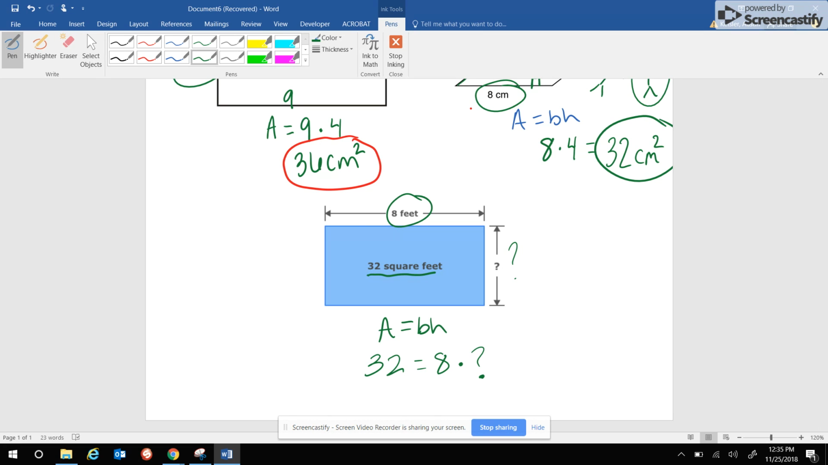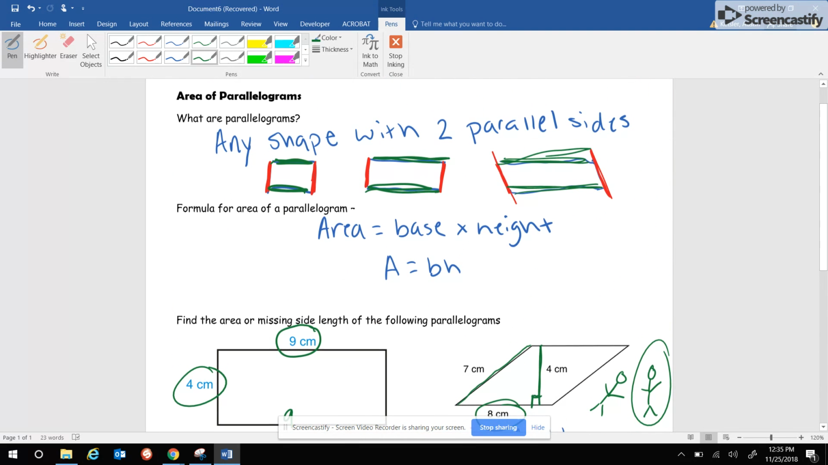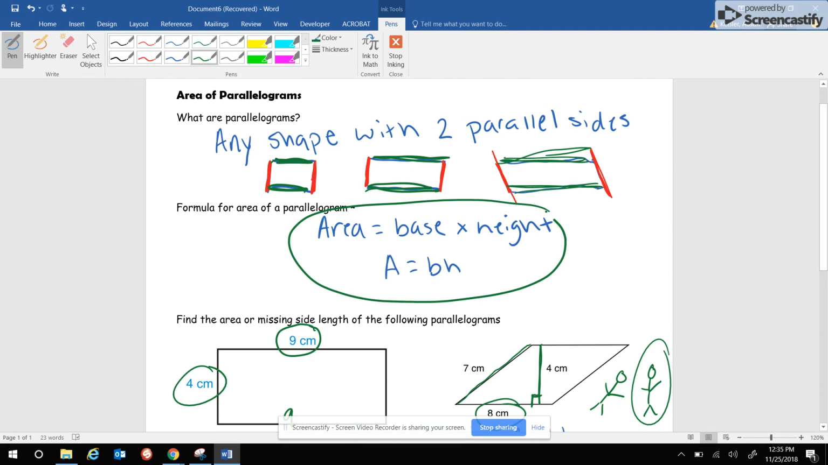Well, we just did that problem right here. So conveniently, we know 8 times 4 is 32. So my height of that rectangle has to be 4 centimeters to get an area of 32 square feet. Now, that shouldn't be too bad. Just remember, you have to keep using this formula on every problem, regardless of what it is you're looking for.